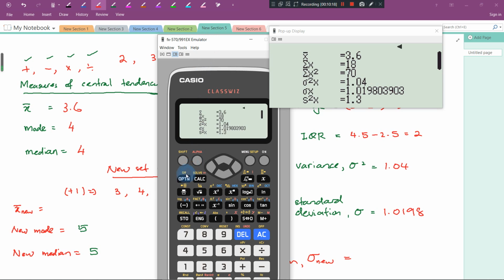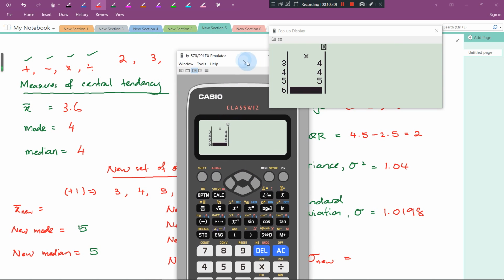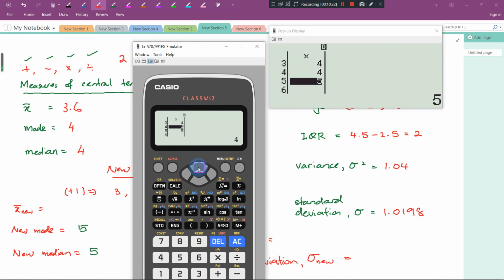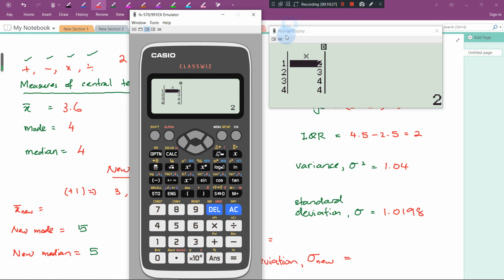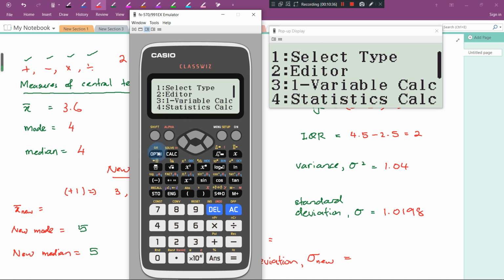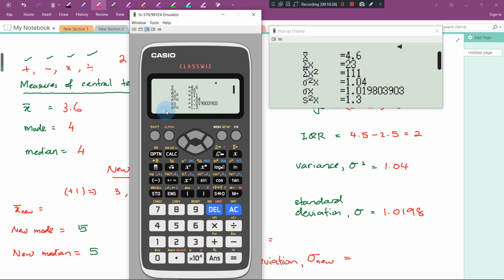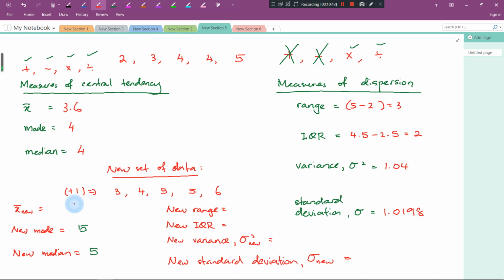So let me change all the data to the new set. 3, 4, 5, 5, 6. Okay, correct. So the new mean is 4.6. Let me write it down. This is 4.6. So how about the new range and new interquartile range?